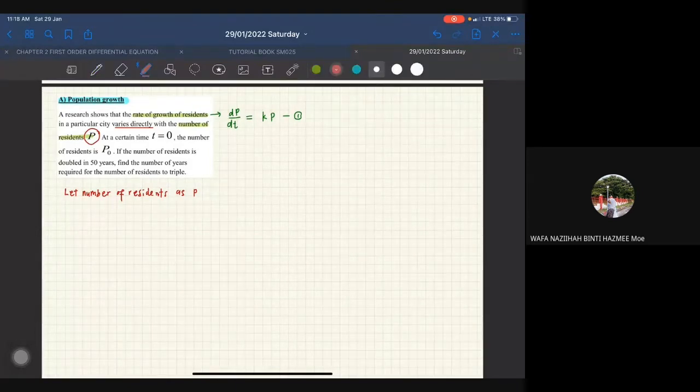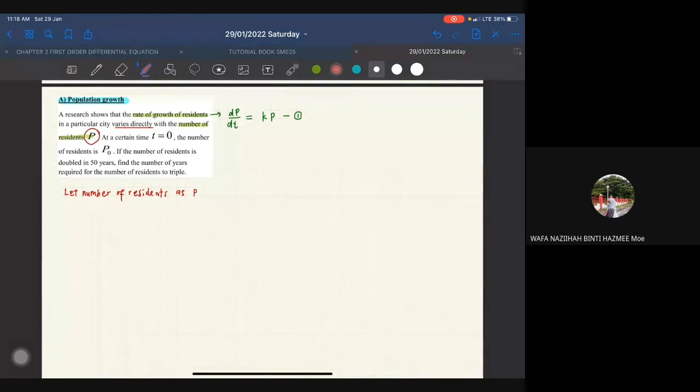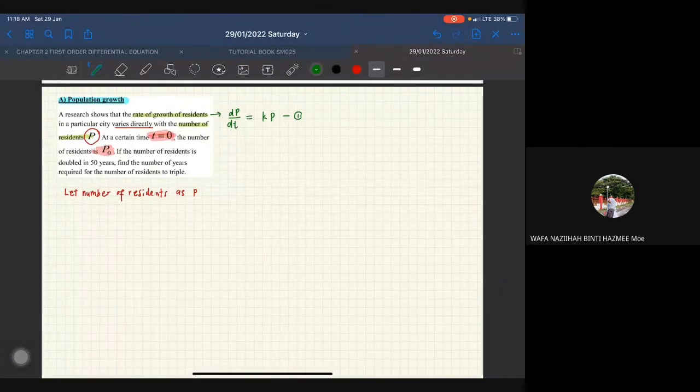Okay, so at a certain time t equal to 0, the number of residents is p0. Okay, so bila t sama dengan kosong, number of residents is p0. Okay, kat sini maksudnya initial population, initial number of residents. Okay, so saya gunakan warna merah. So when t is equal to 0, population, which is P, of the residents is equal to P0. Okay, so itu adalah second information.